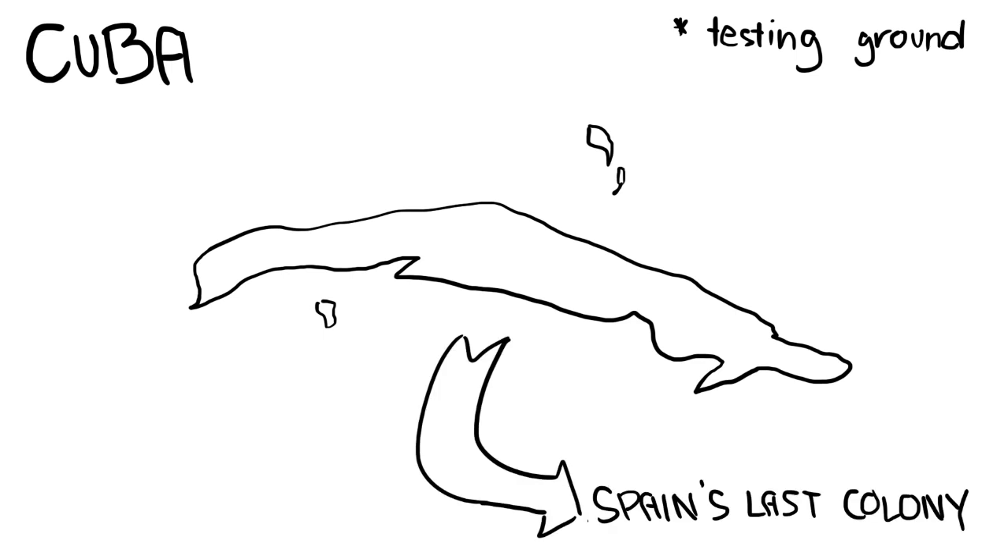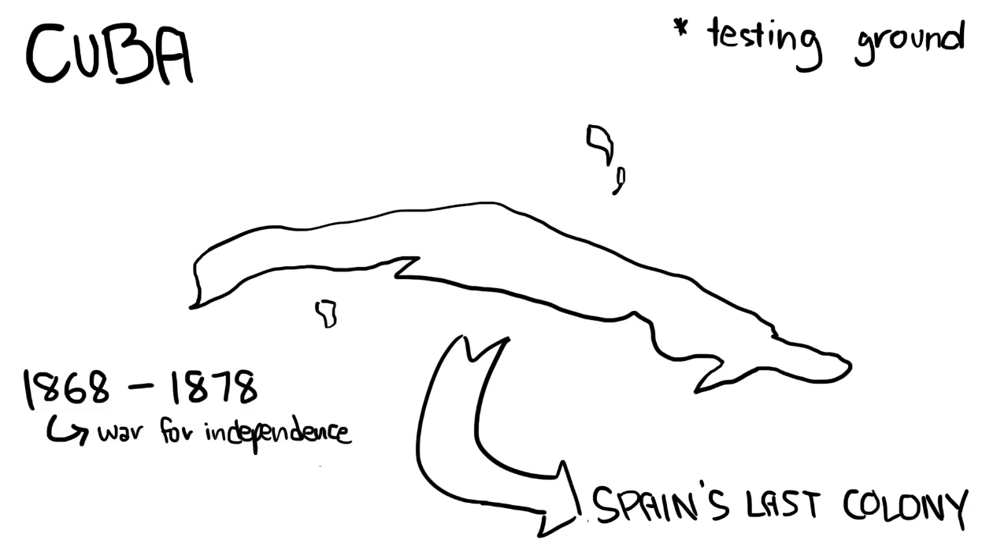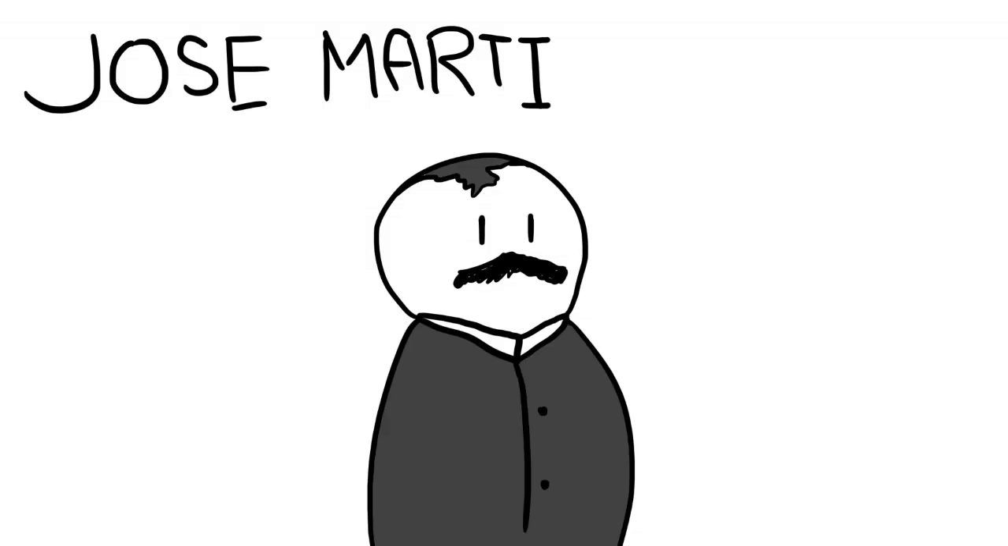The Caribbean island of Cuba was one of Spain's last colonies in the Americas. In 1868, Cuba declared its independence and fought a 10-year war against Spain. In 1878, with the island in ruins, the Cubans gave up the fight, but some Cubans continued to seek independence from Spain. One of the heroes who fought for Cuban independence was Jose Marti.